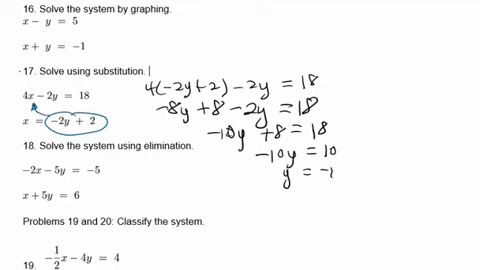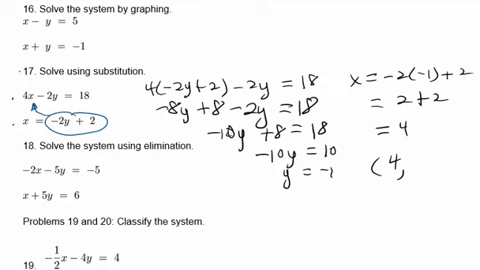Okay, we also have to determine the x-coordinate of this ordered pair, and so plug negative 1 into either equation. We'll use the second one, and so x equals negative 2 times negative 1 plus 2, or 2 plus 2, which is 4. And finally, write your answer as an ordered pair. So 4 comes first, and then negative 1.